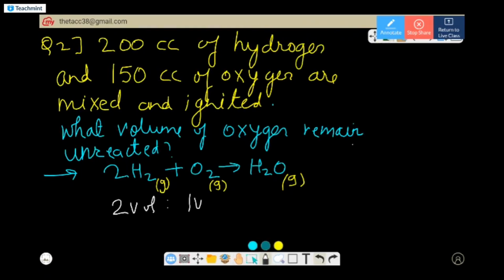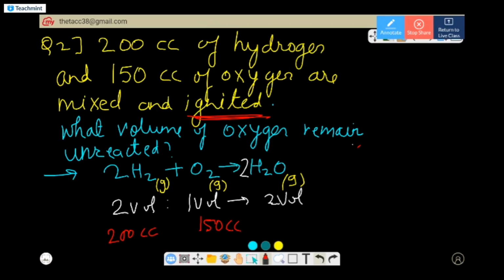2:1:1. Yes, it should be 2 here, sorry. 2:1:1. Yes. Okay, now the sample has 200 cc of hydrogen and 150 cc of oxygen, and then they are ignited. For the support of burning, it requires oxygen here to form water.